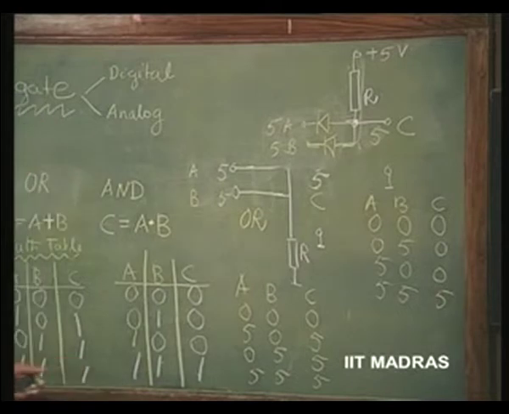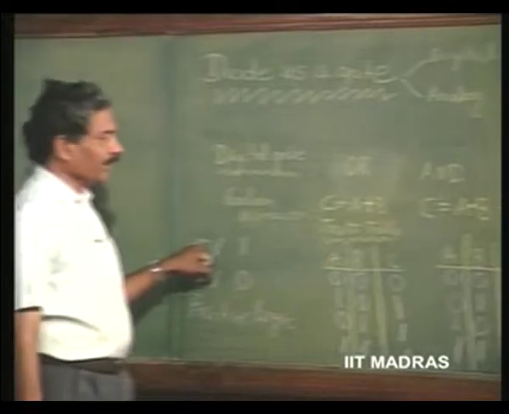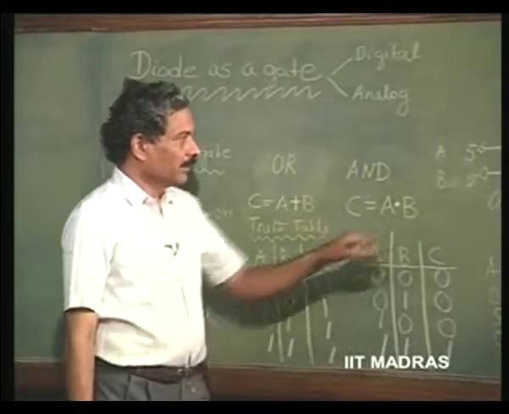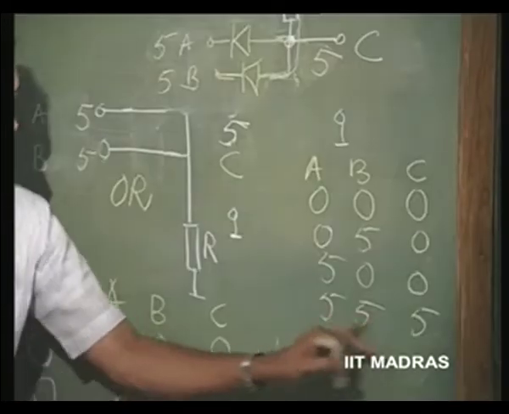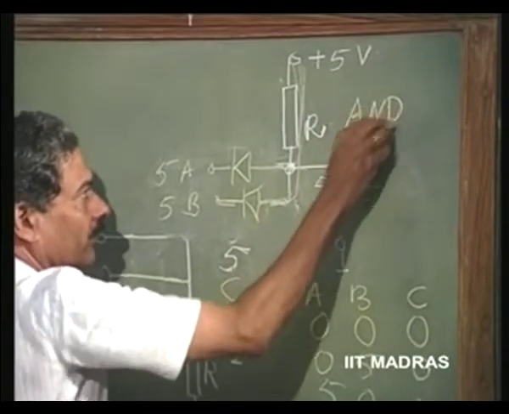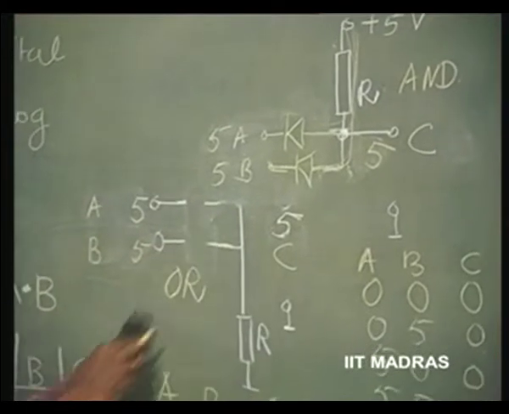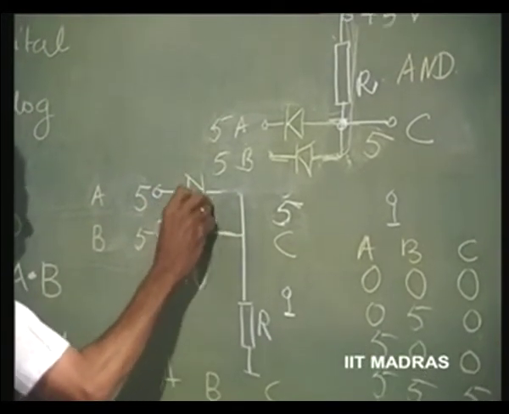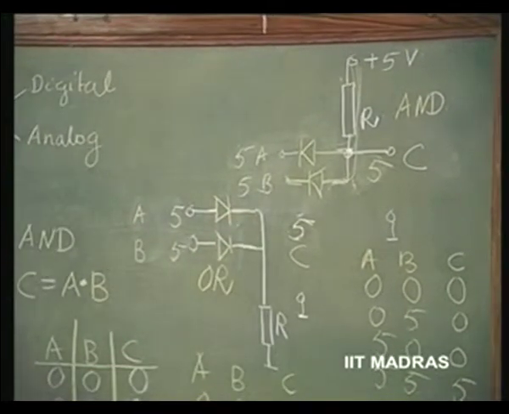So, let us now translate it into the truth table. Again you see 5 volts corresponds to 1, therefore, we have 0 0 0, 0 1 0, 1 0 0, 1 1 1, which corresponds to an AND operation. In positive logic, therefore, this is an AND gate and this is an OR gate. So, let us restore its hardware to diodes connected this way.